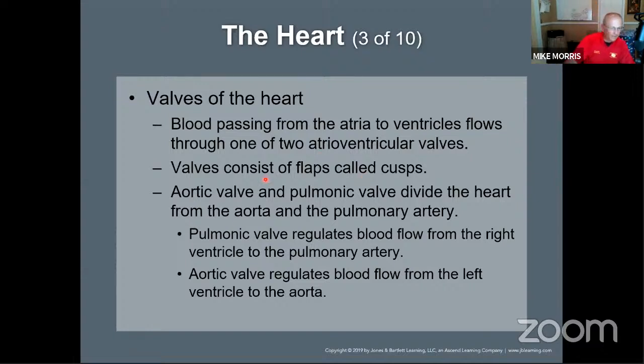It says right here about the aortic valve and pulmonary valve. They divide the heart from the aorta and pulmonary arteries, but it also allows for the functions of the heart to be a little different from right and left. We know that the right side of the heart, its function really is to receive blood from the body and get it to the pulmonary side for gas exchange. And then the left side of the heart receives blood that's oxygenated, and its job is to pump it out to the body.